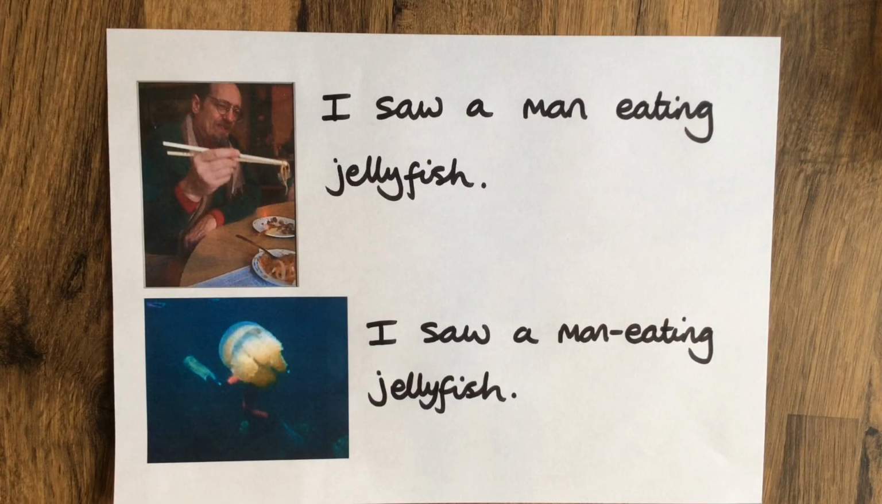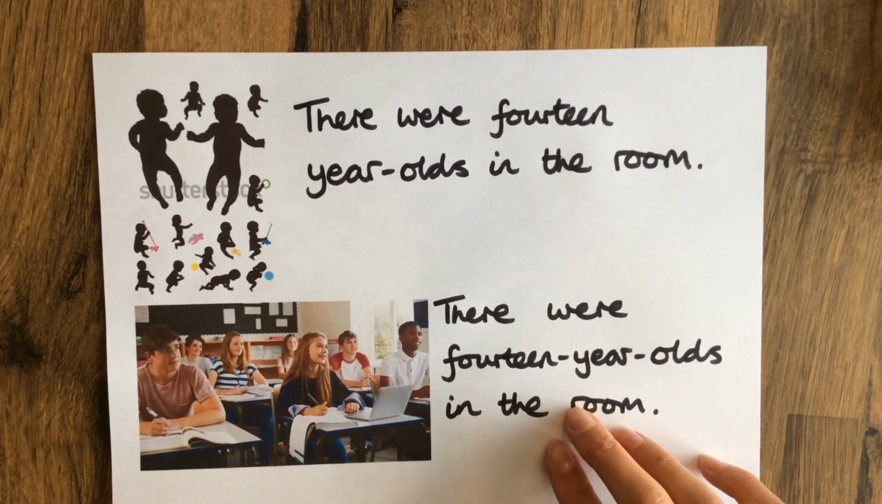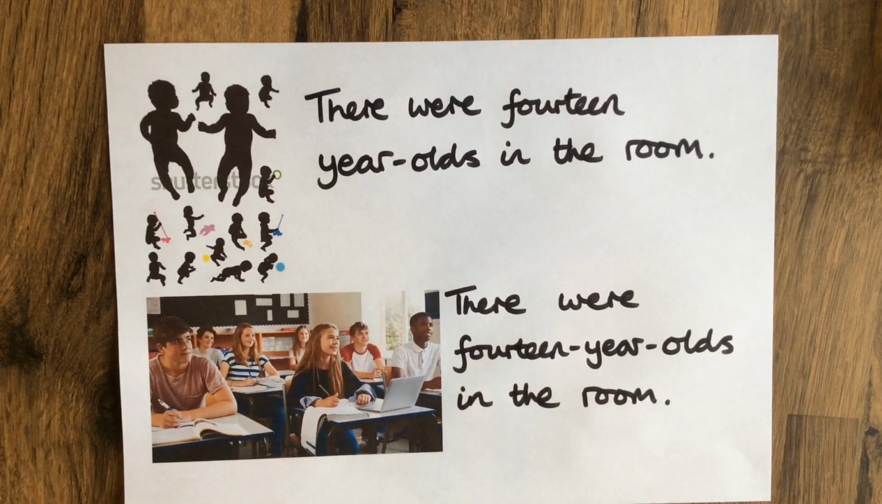Sometimes using a hyphen can also help clarify meaning. For example, I saw a man eating jellyfish has a very different meaning to I saw a man-eating jellyfish. Can you spot the difference? Or, there were 14 year-olds in the room has a very different meaning to there were 14-year-olds in the room. Can you think of your own example where hyphens are used to help clarify meaning?